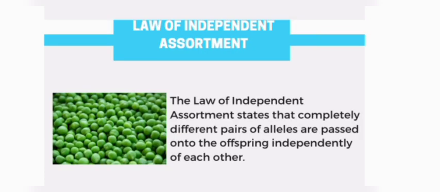From the dihybrid crosses conducted by Mendel, he arrived at the third law of inheritance, the law of independent assortment, which states that completely different pairs of alleles are passed into the offspring independent of each other. That means the inheritance of one trait is completely independent of the inheritance of the other trait.